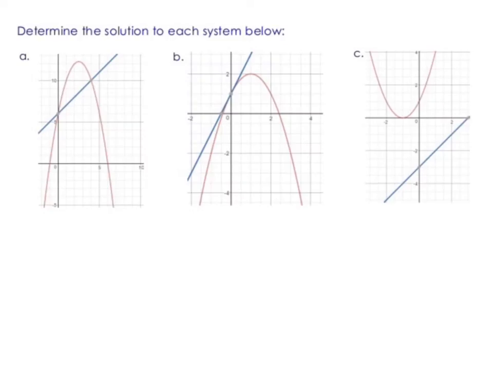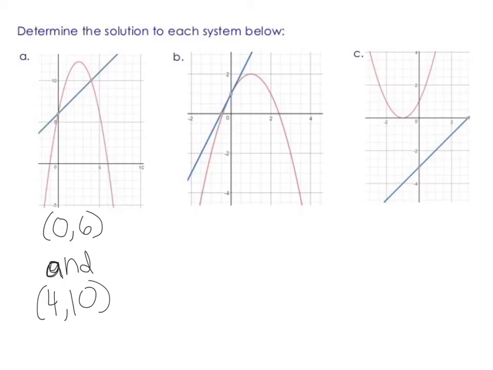Okay, in our first example, in letter A, we want to determine the solution to each system. So for letter A, remember solutions are going to be where our lines cross, where they meet. And it looks like we have a point here at (0, 6), so that would be one of our solutions. And it looks like we also have a point at (4, 10). So this has two solutions.